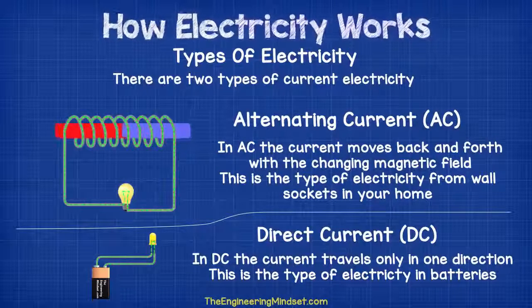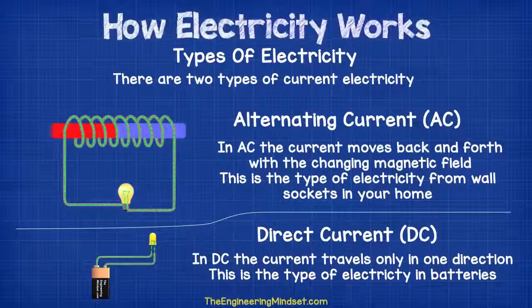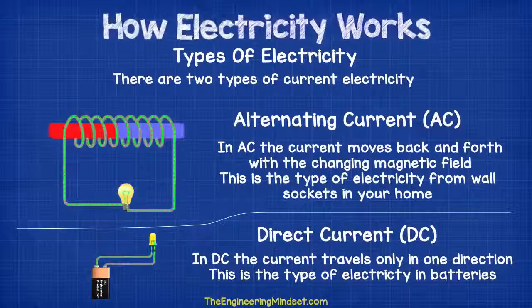Now alternating current is the most common source of power, and the plug sockets in your homes and your buildings and schools and workplaces, etc. These will all be providing alternating current, AC.